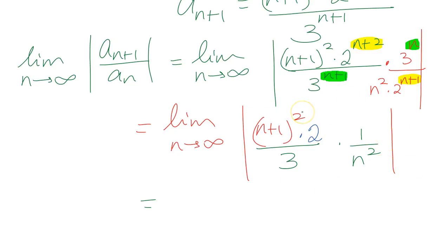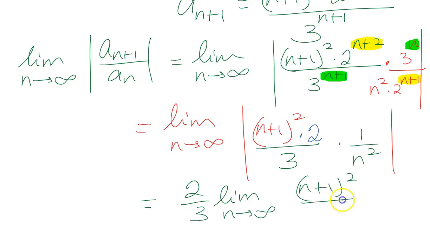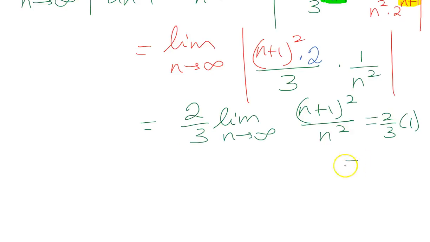So the constant can come out of the absolute value sign. So we can pull the 2/3 out. Limit as n goes to infinity of n plus 1 squared over n squared. What is that limit? Both the numerator and denominator have the same power. So that limit is going to be 1 multiplied by the 2/3 outside, which is 2/3, which is less than 1. That is great.